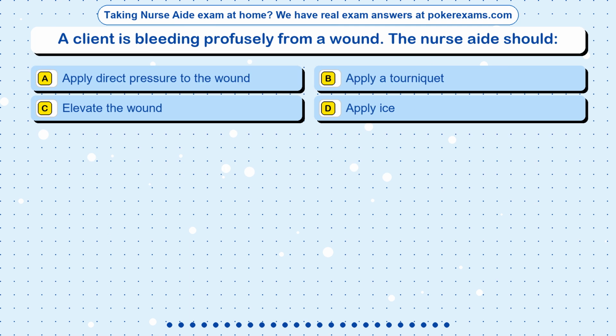Question 10. A client is bleeding profusely from a wound. The nurse aide should: Option A. Apply direct pressure to the wound. Option B. Apply a tourniquet. Option C. Elevate the wound. Option D. Apply ice.